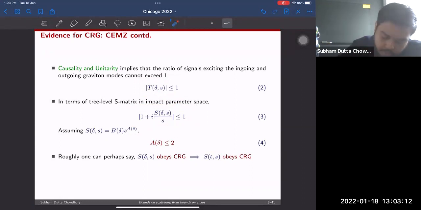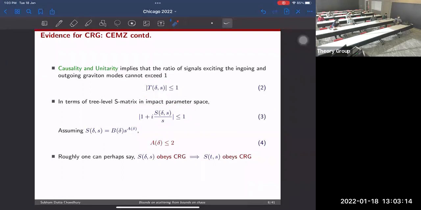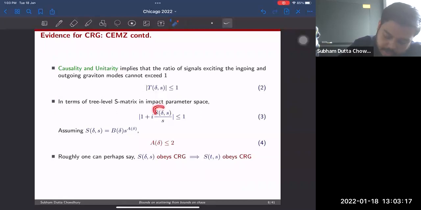And if you assume that your impact parameter space S matrix grows like this, one can show that this implies that the exponent of s, which is given by A delta, must be less than or equal to 2. So roughly, perhaps one can say that the fact that the impact parameter space S matrix obeys CRG implies that the momentum space S matrix also obeys CRG.